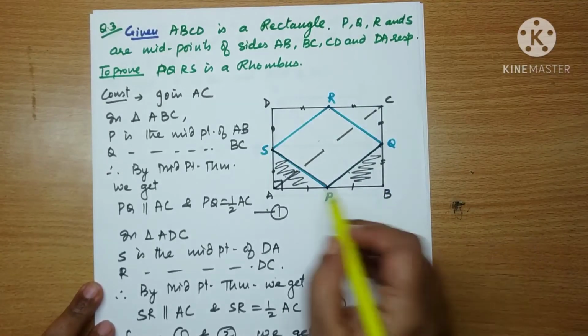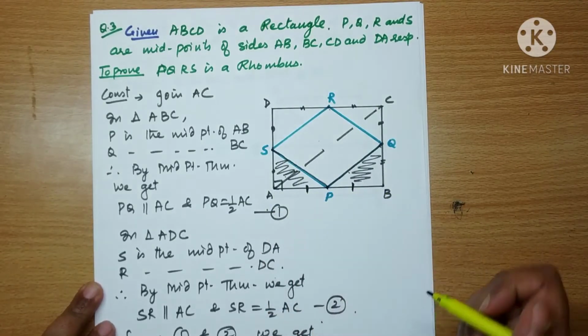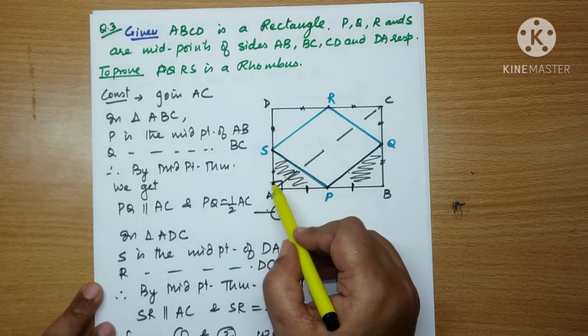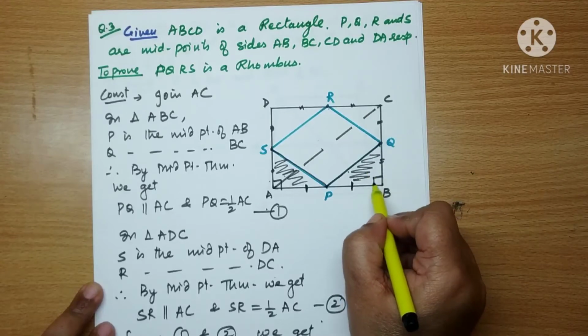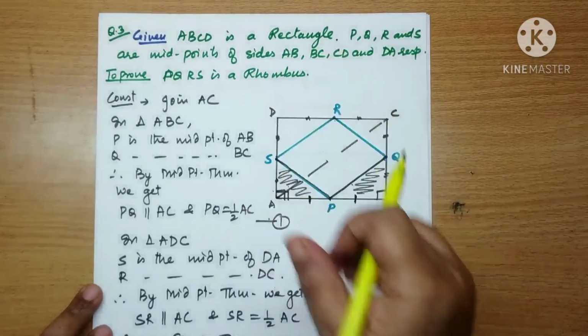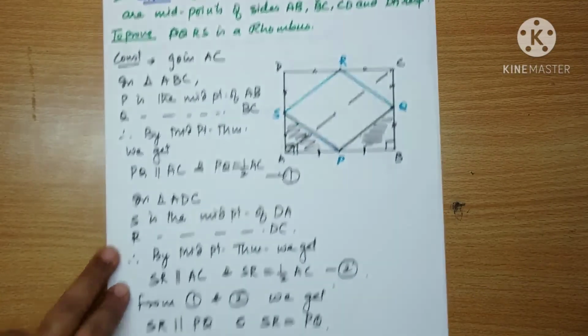Observe if I can see the triangles congruent. Midpoint, so AP is equal to PB. Good. What else is given? ABCD was a rectangle, so angles are 90. And a rectangle's opposite sides are equal, so their halves will also be equal. So let us use it.